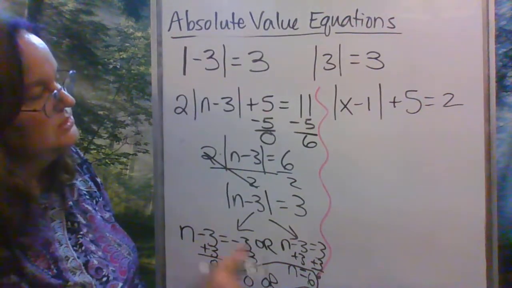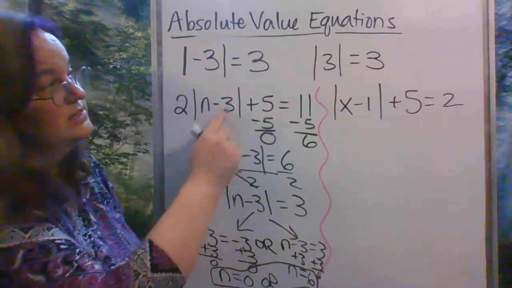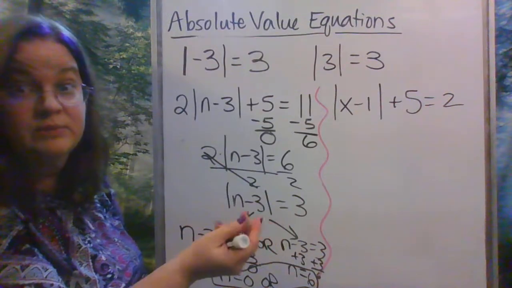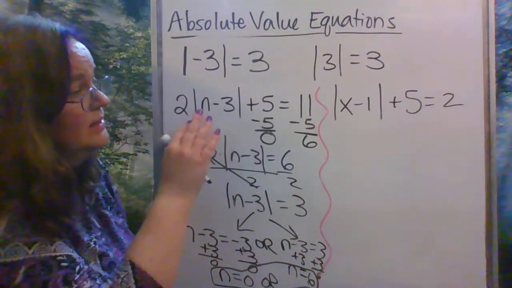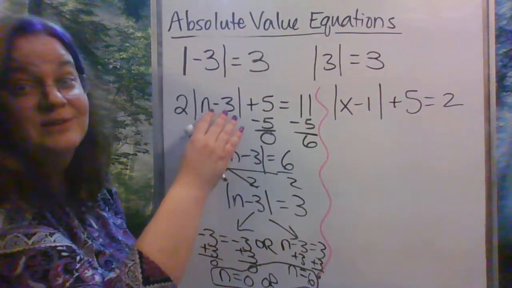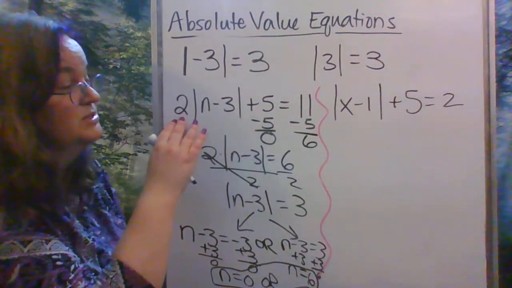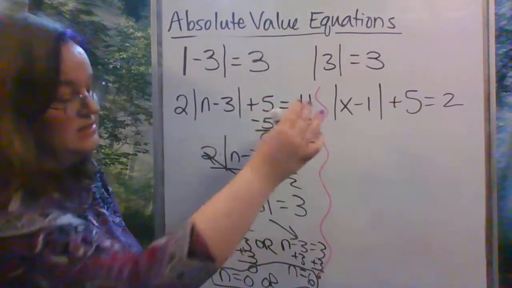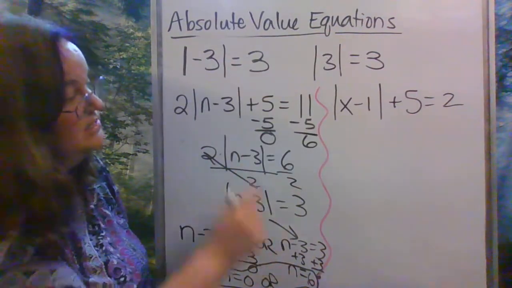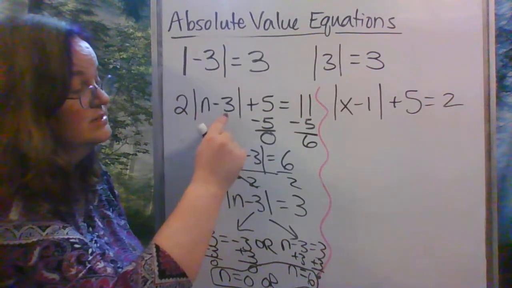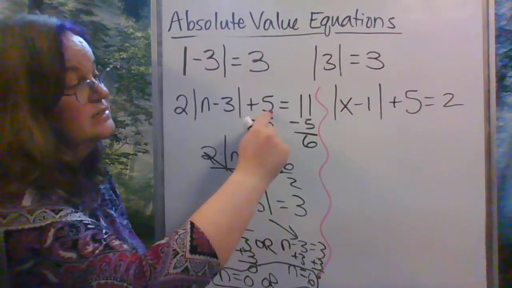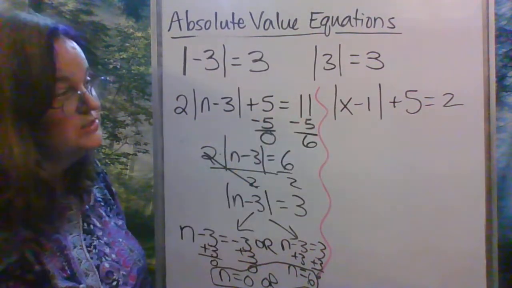Okay, if I substitute this back in, 0 minus 3 is going to be negative 3. Okay, I take the absolute value, I get 3. Times 2 is 6, plus 5 is 11. If I substitute in 6, 6 minus 3 is 3. The absolute value of 3 is 3. Times 2 is 6. Plus 5 is 11. So it works for either of them.